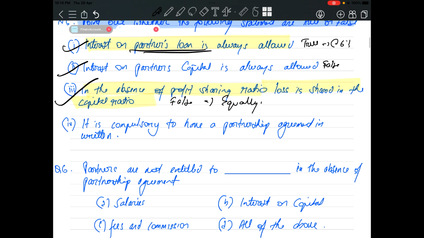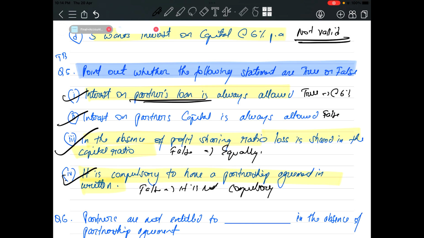Now come to point number 4. It is compulsory to have a partnership agreement in written. Is it compulsory to have a partnership agreement in written? No, false. It is not compulsory, but in real life most partnership firms will have a written agreement. So I hope this is clear to you, so you can take the screenshot now of question number 5.